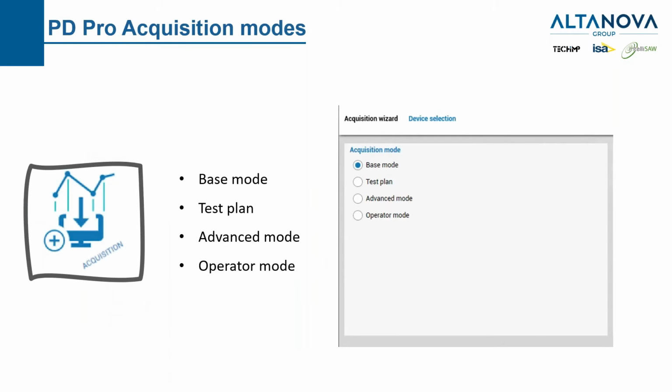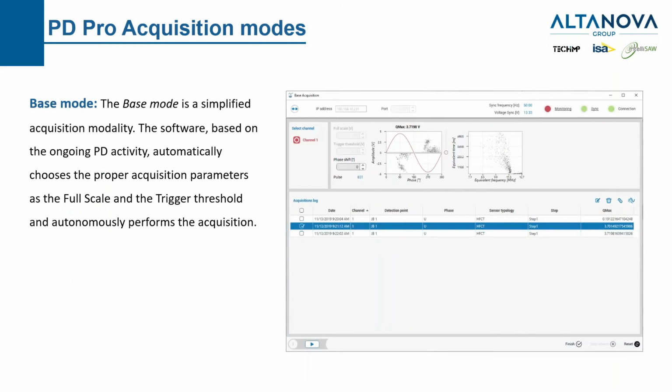Let's take a look now, in a very practical way, at the PDPro acquisition modes that we have. When we launch the acquisition function on the PDPro, we have the chance to select, depending on the license, 4 different modes of acquisition: base mode, test plan, advanced mode, and operator mode. Let's start by discussing the base mode.